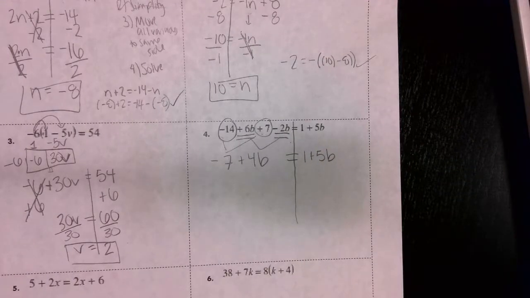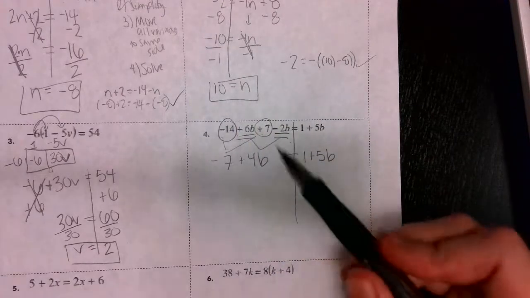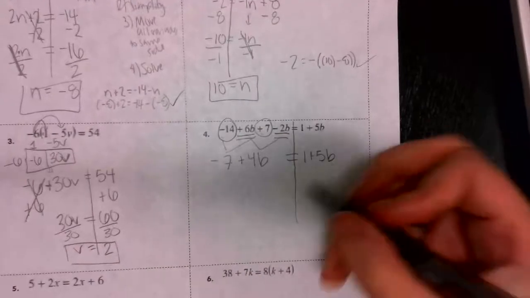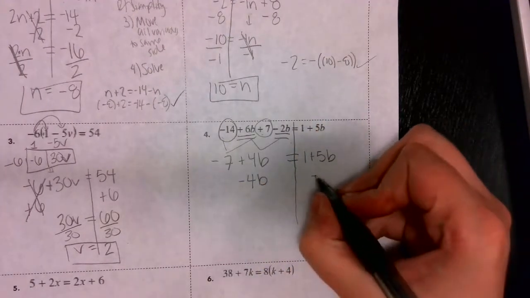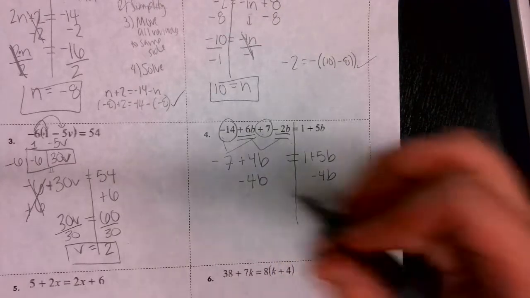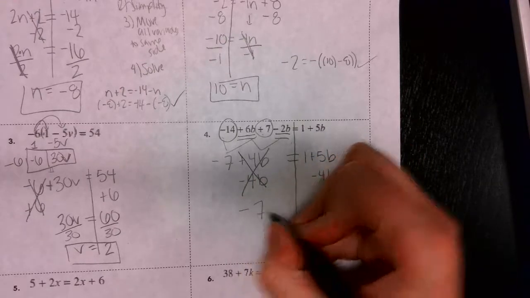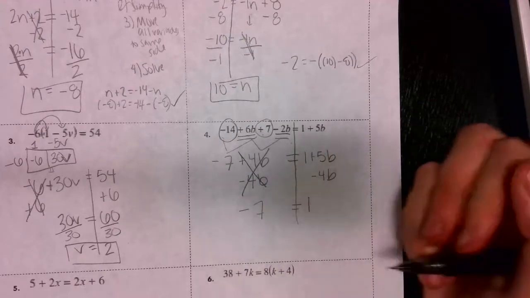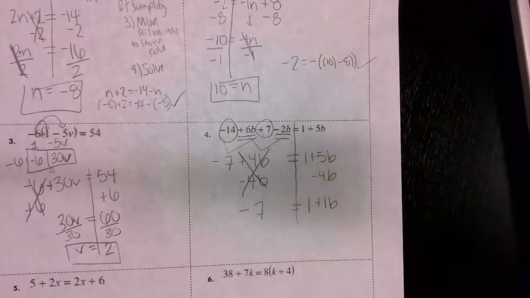So here we are. I now need to get my variables all to the same side. So I'm going to get rid of this plus 4b by taking the opposite, which is a minus 4b over here, and I'm going to do a minus 4b on the other side, because whatever I do to one side, I have to do to the other. So I'm going to cross these out. I'm going to bring down my minus 7 because I haven't touched it yet, equals a 1. Haven't touched that yet either. 5 minus 4 gives me a plus 1b.